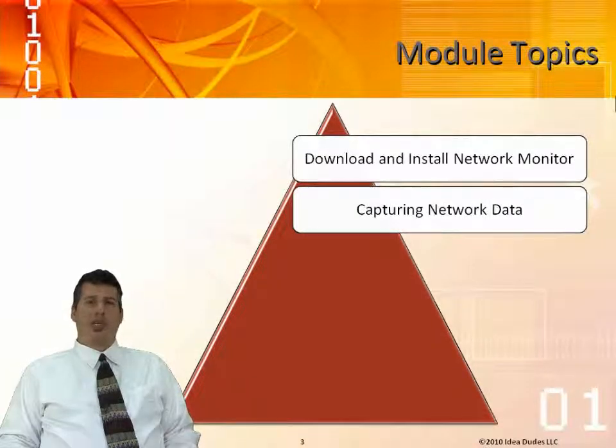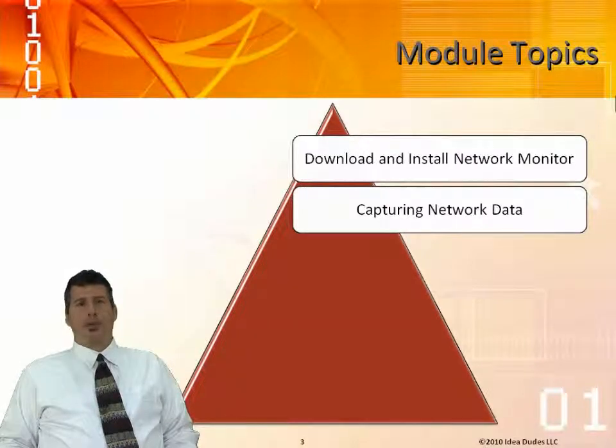We'll talk about capturing network data, which is what it allows us to do. Now it's not promiscuous, so it doesn't go out to other network cards. It only captures what's coming inside. If you want to capture promiscuous data, then you want to use SMS or SCCM.